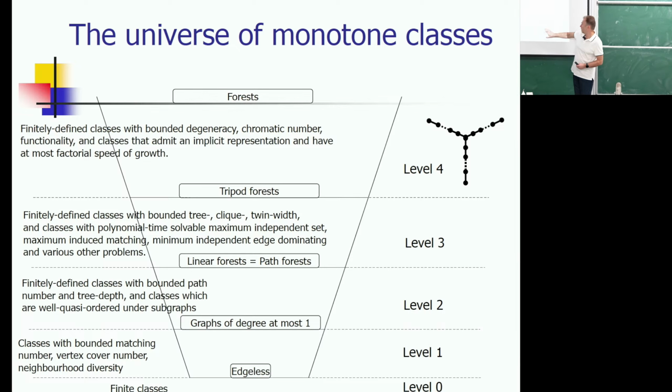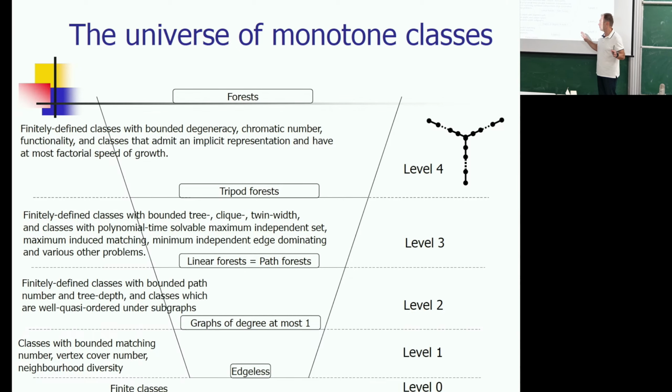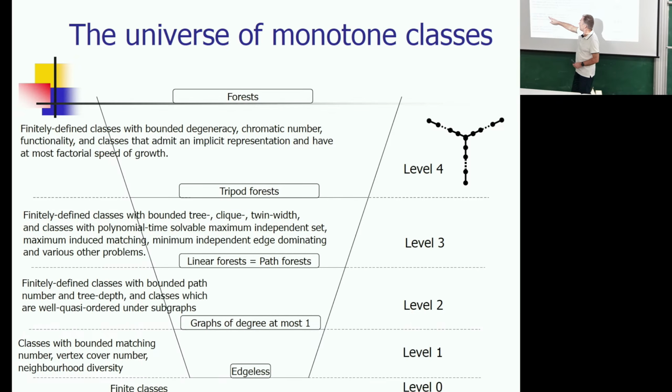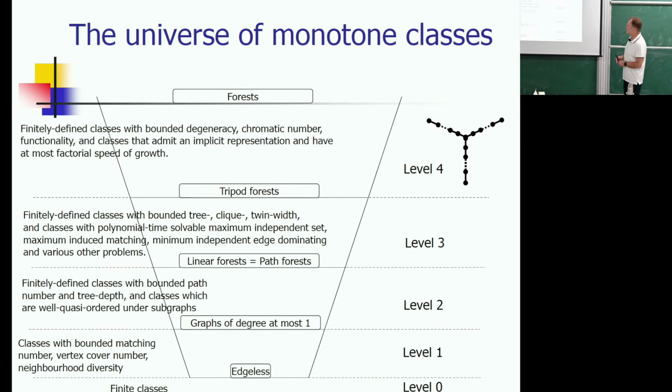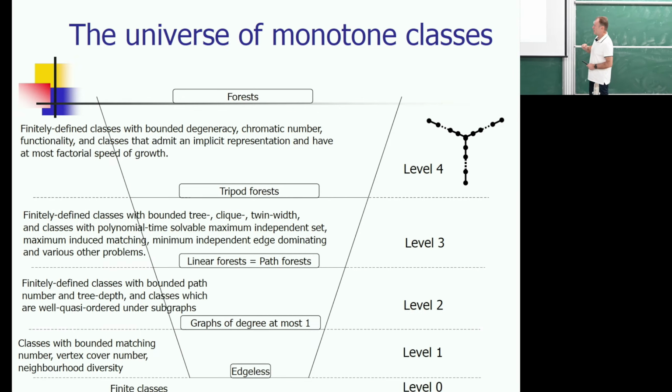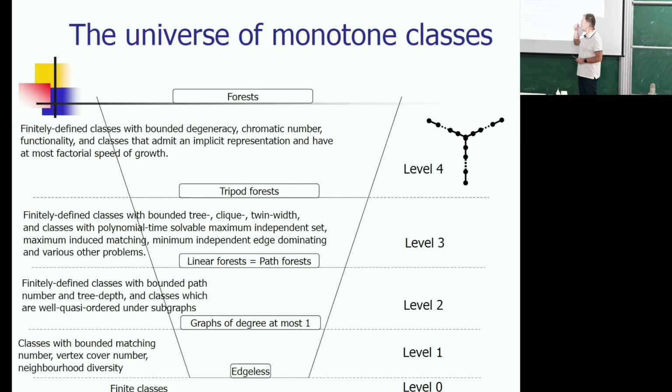And this is the only level for which this classification is valid regardless of whether we talk about finitely defined classes or not. It's valid for any classes. All other levels are associated with finitely defined classes. So what's the next level? The next level contains finitely defined monotone classes with bounded path number.